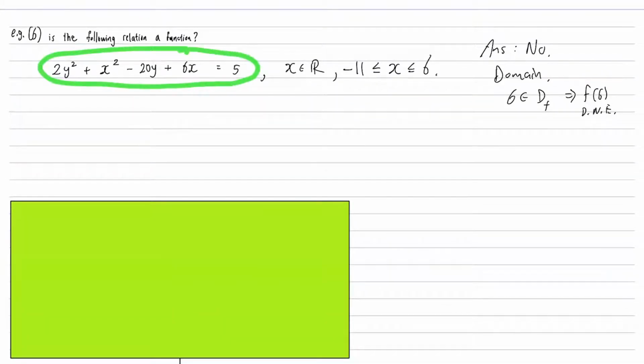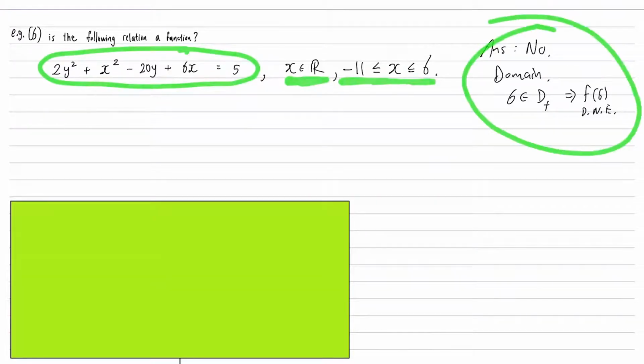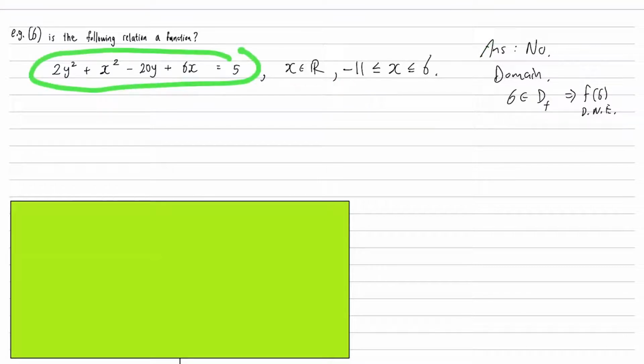Is this relation a function? X an element of all real numbers, minus 11 less than or equal to x less than or equal to 6. I just gave the answer straight away, but let's figure out what this curve is first, or what this relation is. Can you tell me what shape it is?